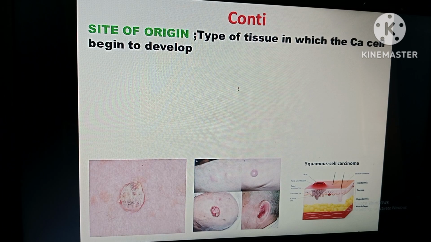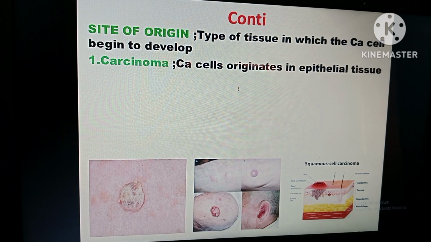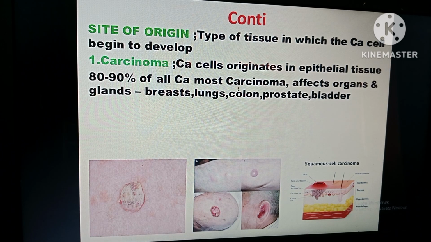Our body is made up of various types of tissue: epithelial tissue, muscle tissue, connective tissue and nervous tissue. From which tissue the cancer cell begins, according to that the name is given. The first one is carcinoma. Carcinoma means the cancer cells originate in epithelial tissue. 80 to 90 percent of all cancers are carcinomas.